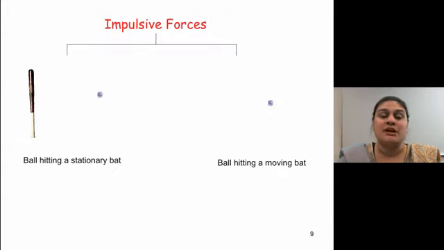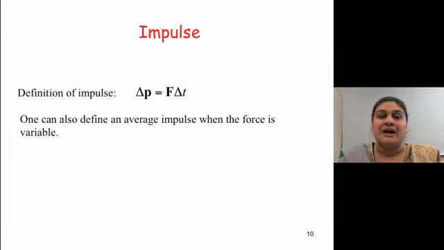So there can be 2 kinds of impulsive forces. One of them is a ball hitting a stationary bat, and the other one is a ball hitting a moving bat. So in one case, one of the objects is stationary, and in the other case, both of the objects are moving. By definition, impulsive forces can be given as delta P equals F, which is a force, times delta T.